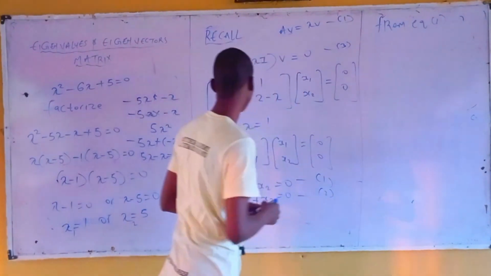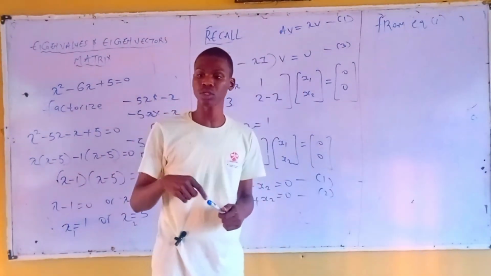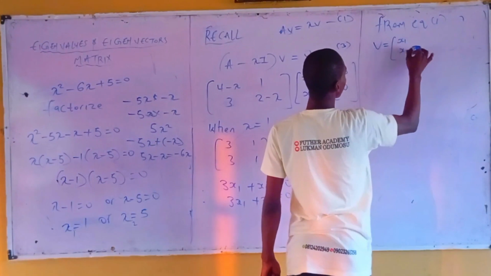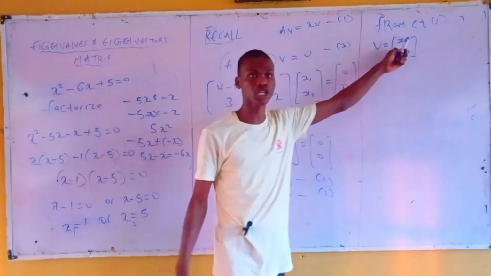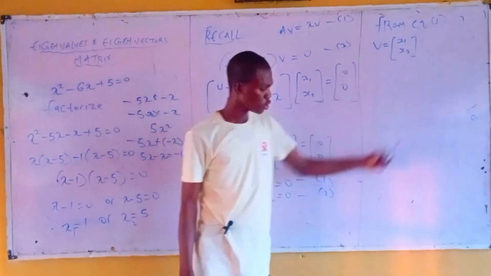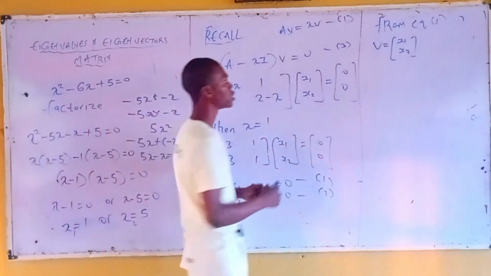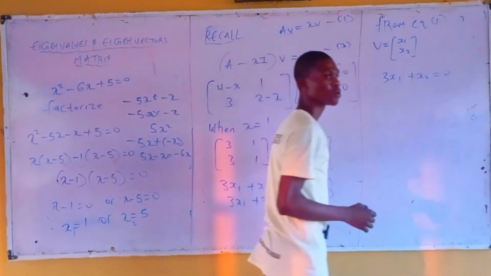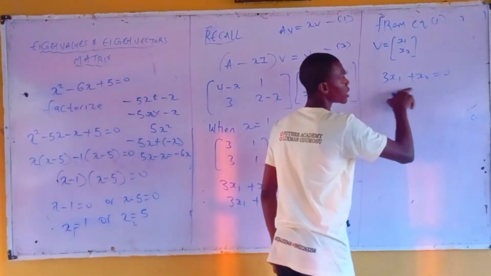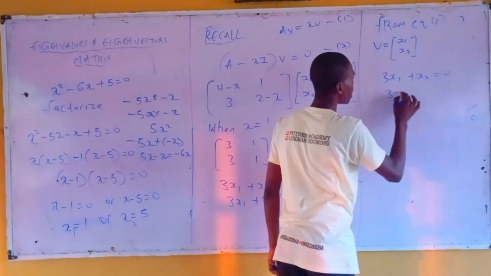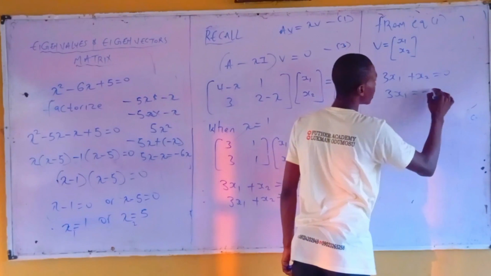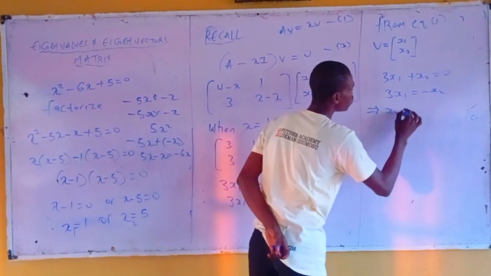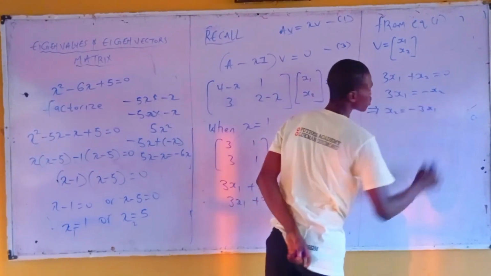Now, from equation 1, you want to know the value of x1. Earlier you represented your eigenvector as x1, x2. So you are interested in knowing the value of x1 and the value of x2 using this equation. From equation 1, you have that 3x1 plus x2 equals 0. That is, this guy can go to the other side. It becomes 3x1 equals negative x2. From here, it implies that x2 equals negative 3x1.